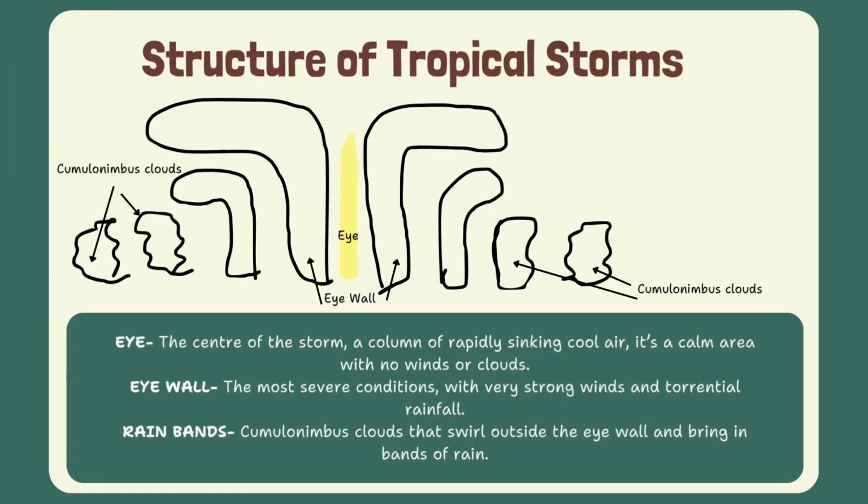The drawing shows what a tropical storm looks like. In the center we have the eye of the storm, which is a column of rapidly sinking cool air. It's a calm area with no winds or clouds. Around the eye we have the eye wall. The eye wall is the most dangerous part of the storm, which brings strong winds and torrential rain. And surrounding the eye wall are cumulonimbus clouds, also called rain bands, that swirl around and bring in more clouds with it.